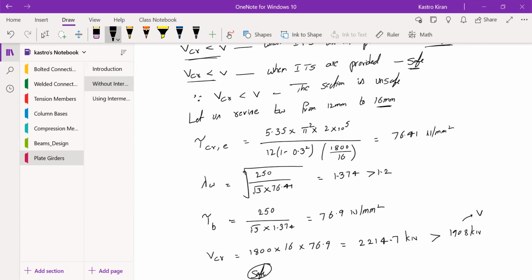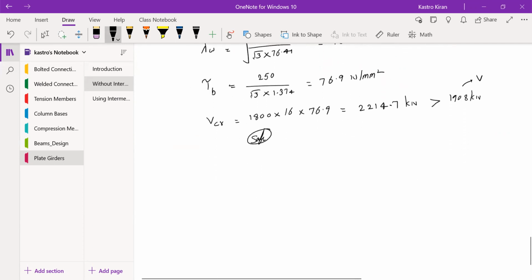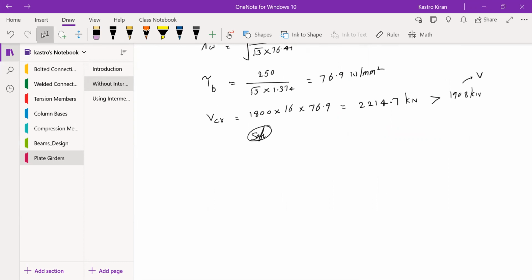In the next class we'll continue this problem. We still have 7 to 8 different steps available, so we'll continue this particular problem in the next class also.